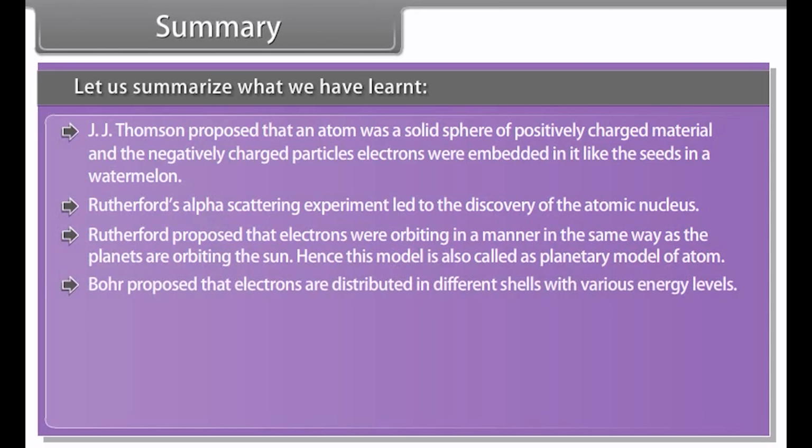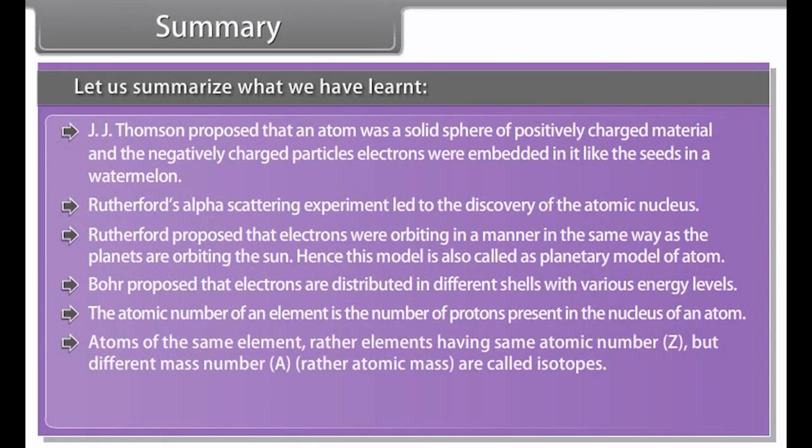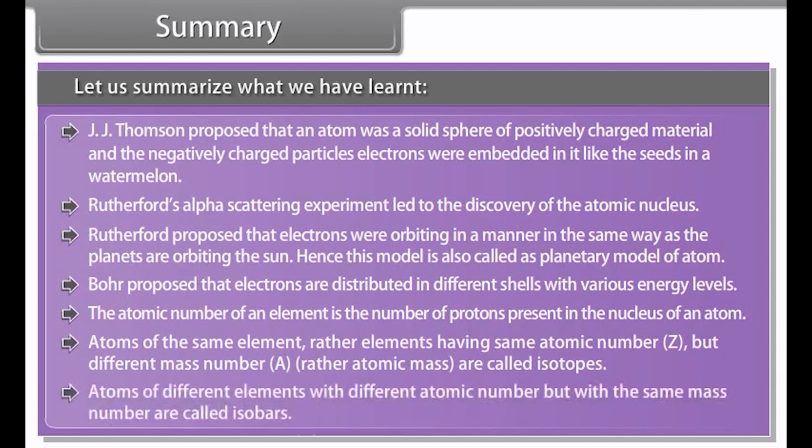Bohr proposed that electrons are distributed in different shells with various energy levels. The atomic number of an element is the number of protons present in the nucleus of an atom. Atoms of the same element, rather elements having the same atomic number Z but different mass number A, rather atomic mass, are called isotopes. Atoms of different elements with different atomic number but with the same mass number are called isobars.